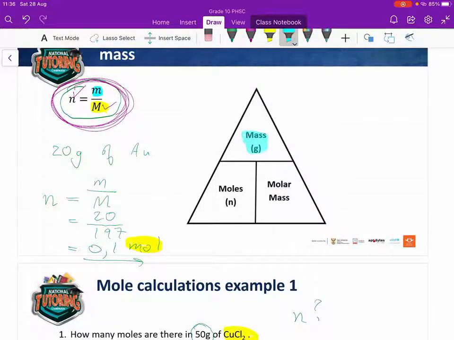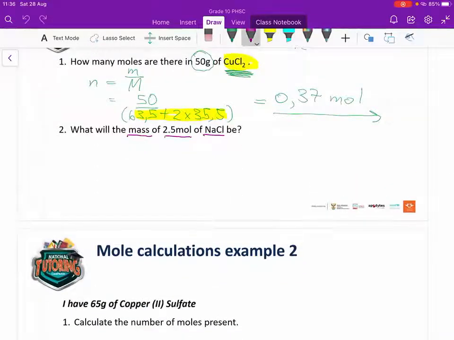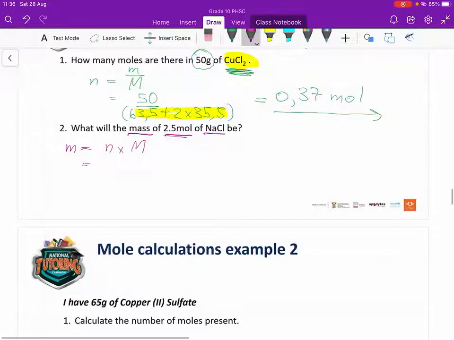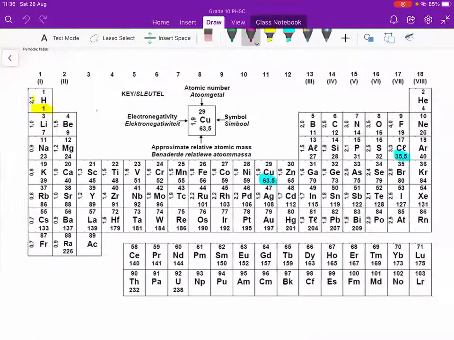If we learn our triangle, then mass is equal to moles times molar mass. It helps us change the subject of the formula, nice and easy. So I like to write it down: mass is equal to the number of moles times the molar mass. They gave us the number of moles in the question, 2.5 moles. Then we need to multiply by the molar mass, which we work out from the periodic table. We did NaCl in the beginning. I rubbed it out already, but Na is 23 and Cl is 35.5.